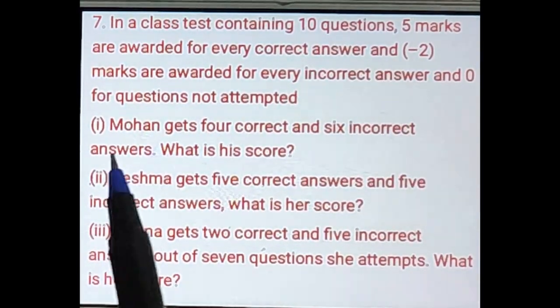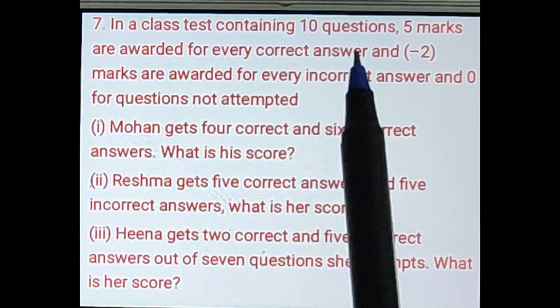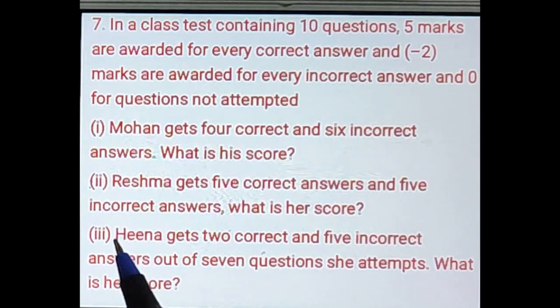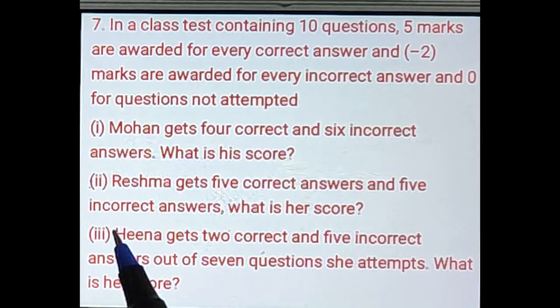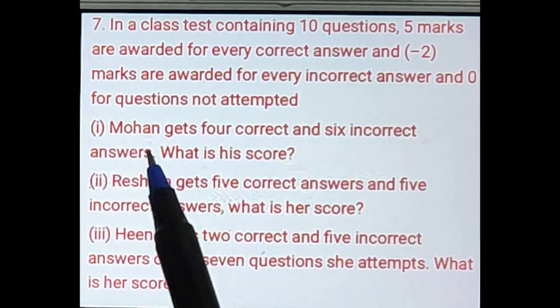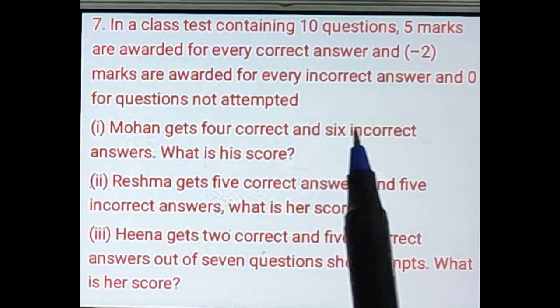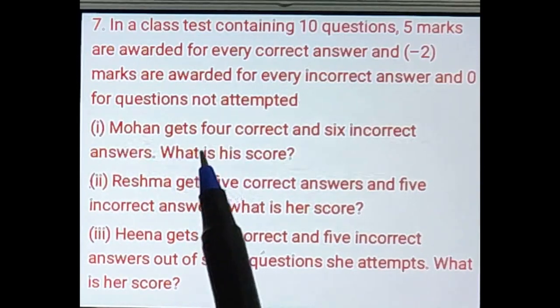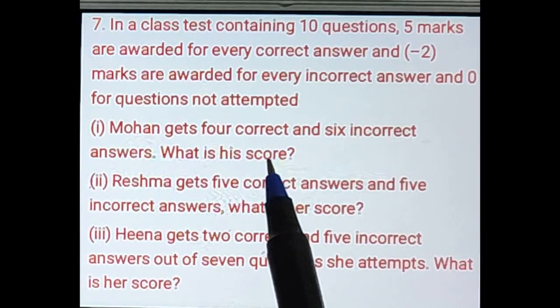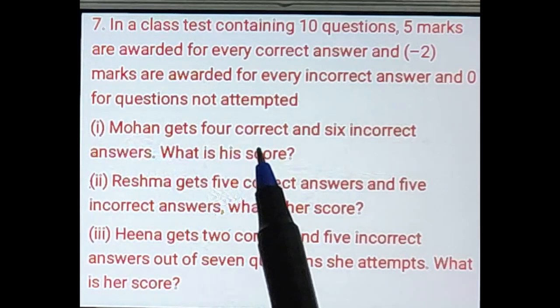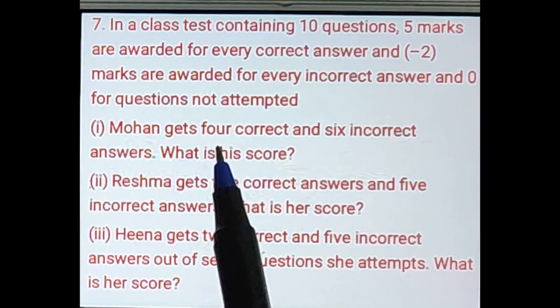Now, looking at this statement, we have to solve these 3 questions which are given in the book. Number 1: Mohan gets 4 correct and 6 incorrect answers. What should be his score? Roughly, can you tell me what Mohan's score should be?